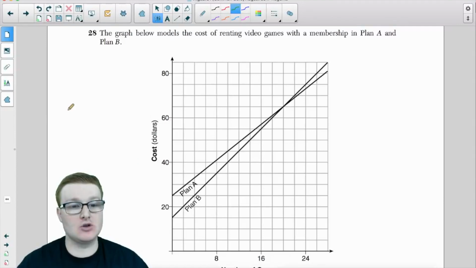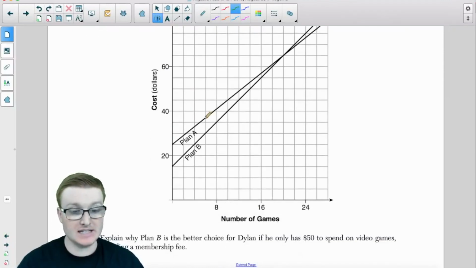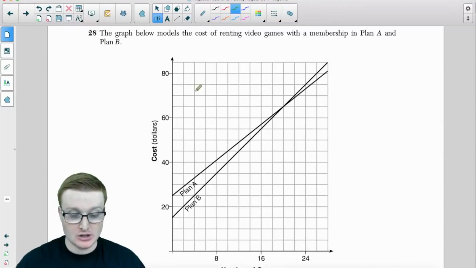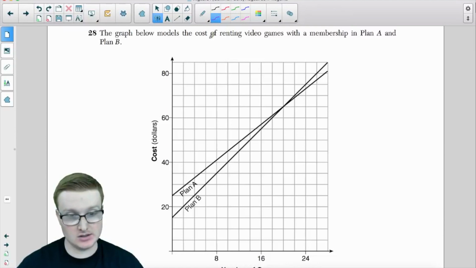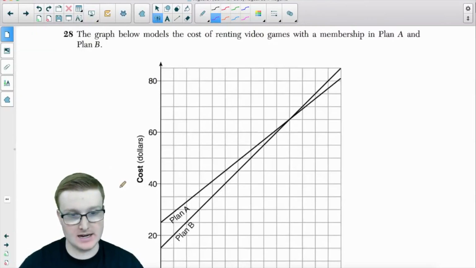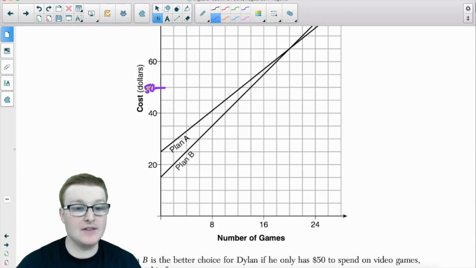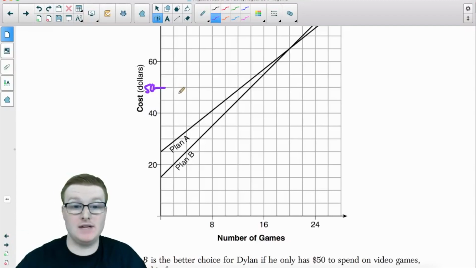Number 28. The graph below models the cost of renting video games and a membership plan A and plan B. Explain why plan B is the better choice for Dylan if he only has $50 to spend on video games, including the membership fee. So let's go ahead and evaluate where the 50 is. So the 50 on the graph, I'm going to zoom it in here. The 50 on the graph is right here. This is $50. And remember that this is a cost function. So he only has $50 to spend. He can't go above 50.